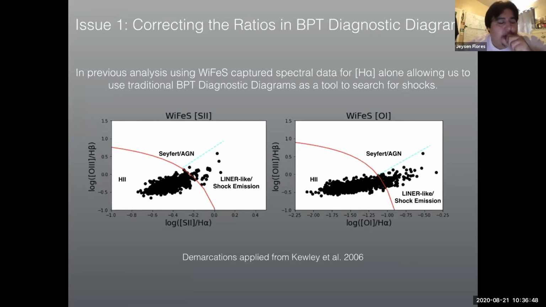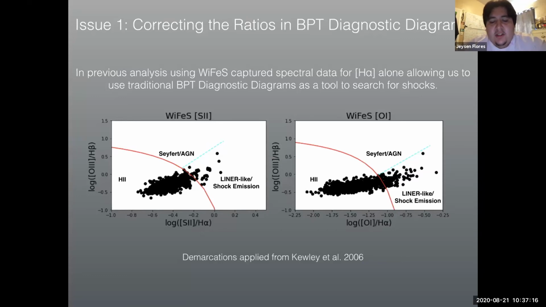To the far left corner, we can see that there is a purely H2 region that corresponds to star-forming gas, and above, we have a Seyfert region that corresponds to AGN, any active galactic nuclei that are present. The bottom right corresponds to the shock emission that we're interested in looking at.